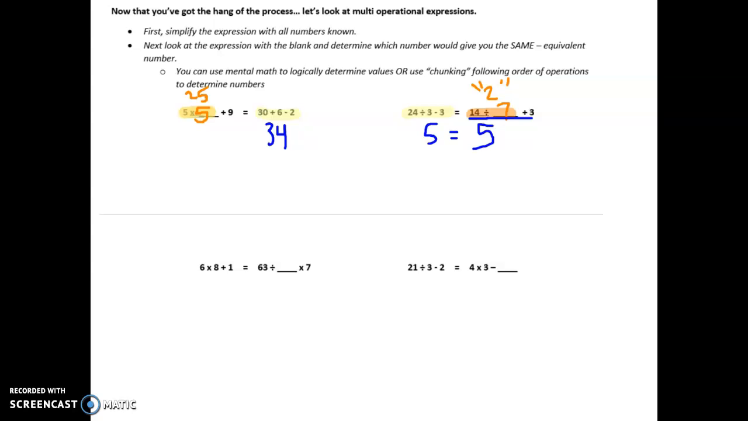Hopefully this is starting to make a little more sense. Let's actually go ahead and skip down to the bottom right one. This one is presented a little bit differently. I think you'll find it to be a little easier. But I also want to show you that not all of them are exactly the same.